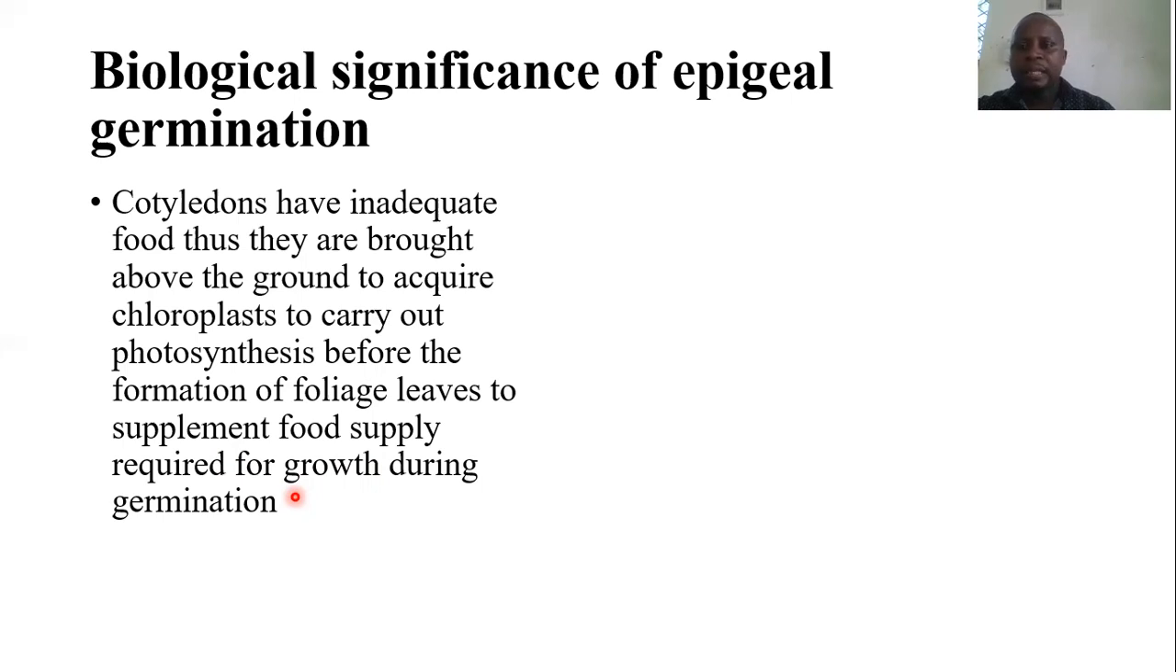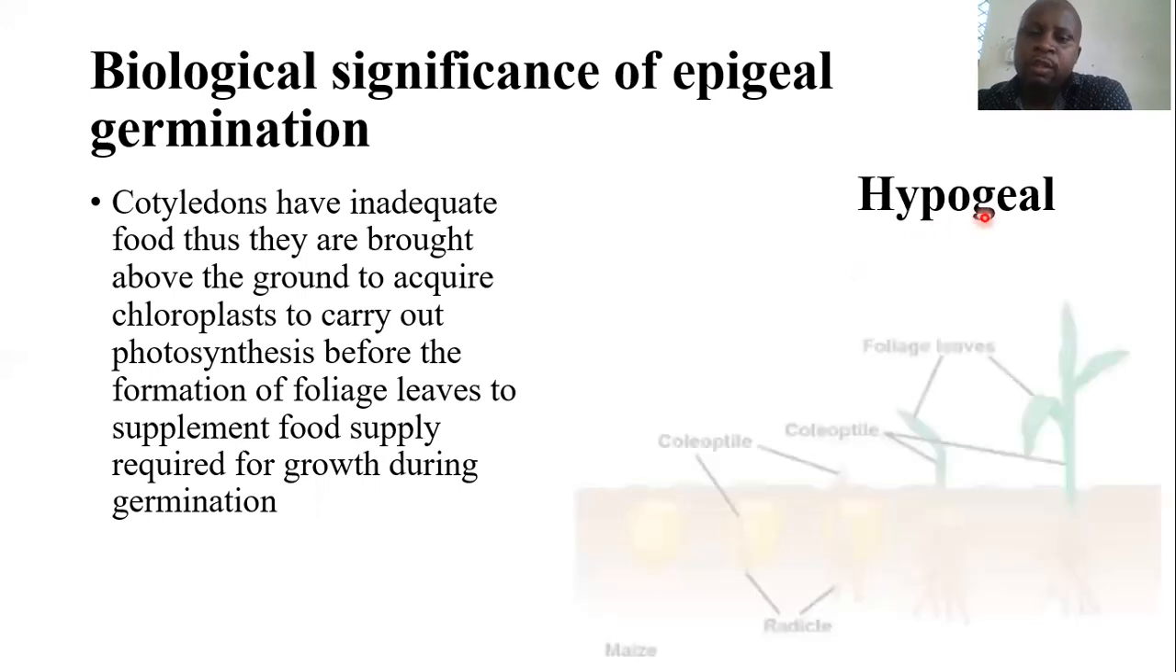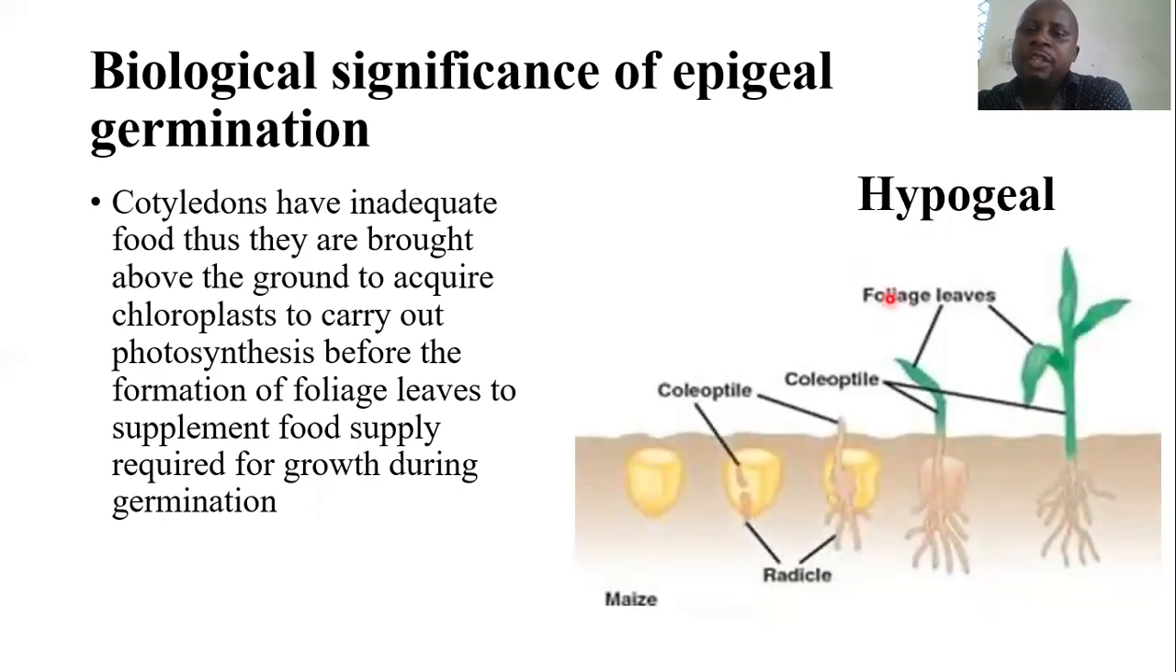Now, let us go to the second type of germination. This is what we call hypogynous germination. Hypogynous germination is the one shown in this diagram here, whereby the cotyledons remain inside the soil. That is, they are not brought onto the surface of the soil.